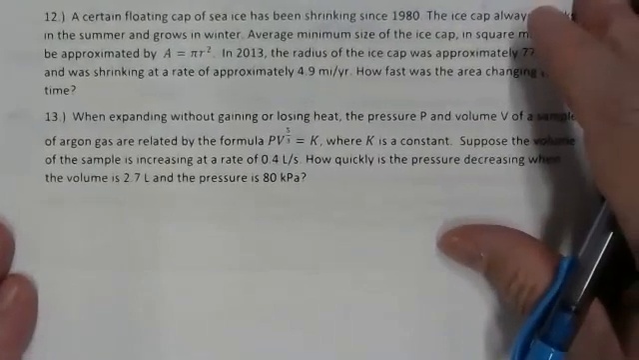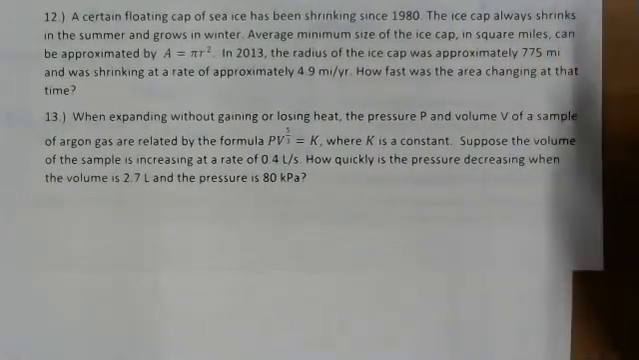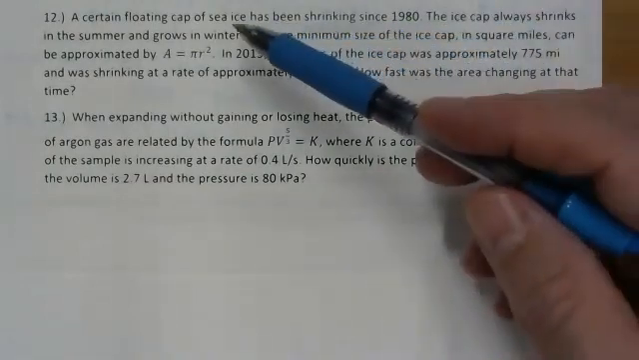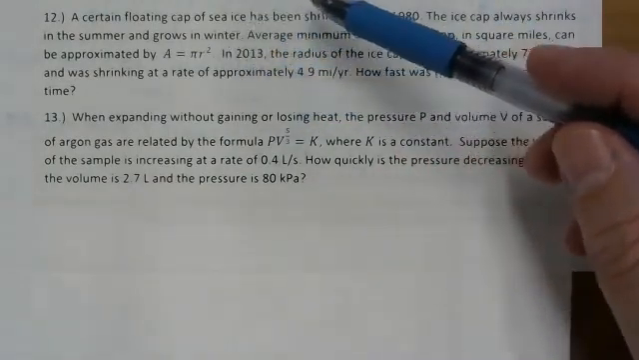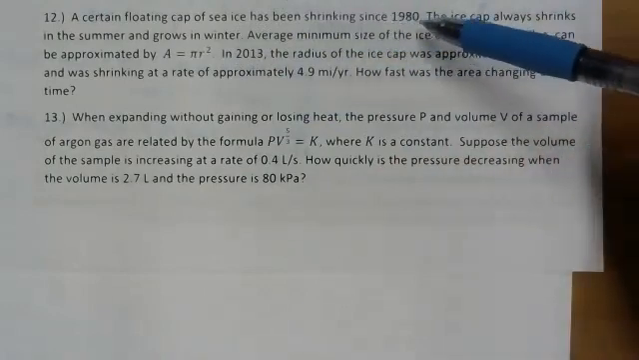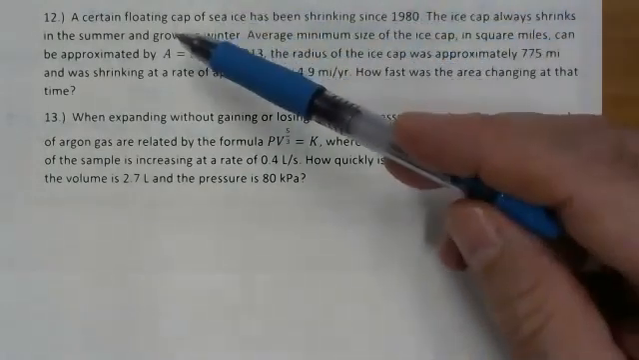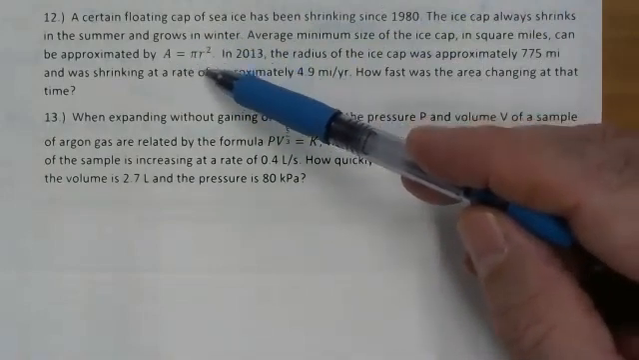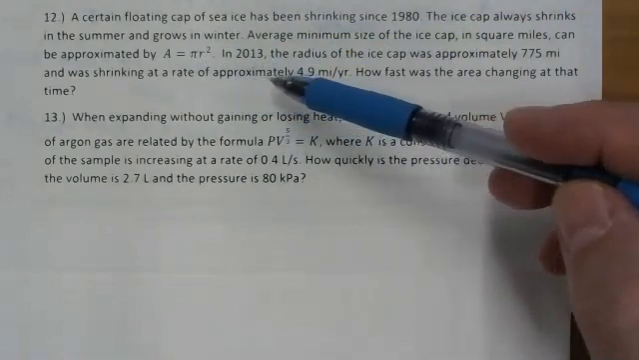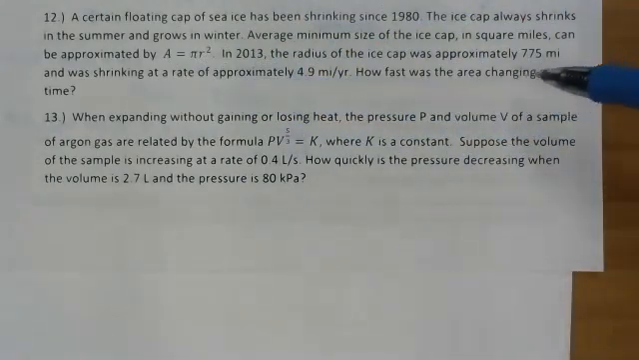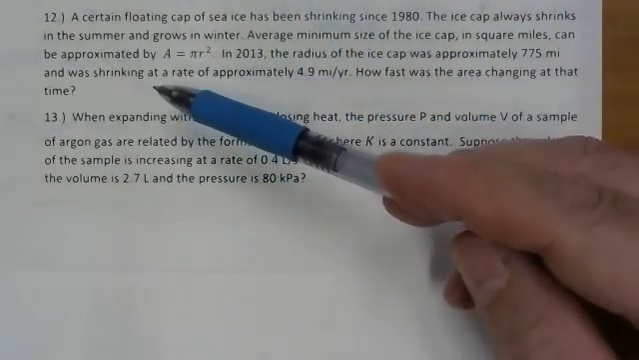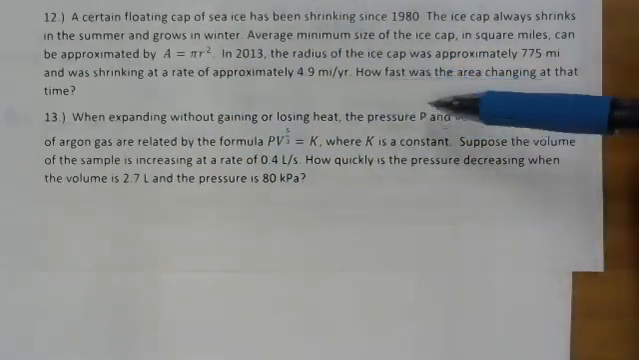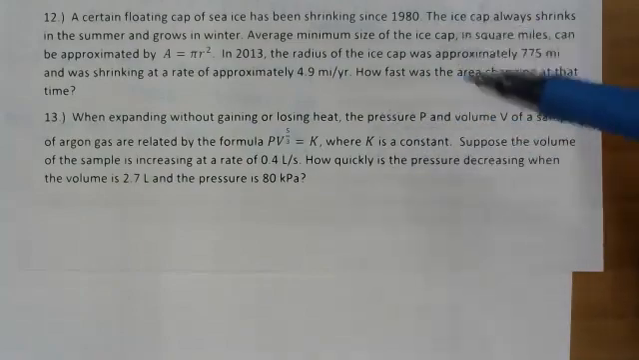A certain floating cap of sea ice has been shrinking since 1980. The ice cap always shrinks in the summer and grows in the winter. Average minimum size of the ice cap in square miles can be approximated as, so here's the area of the ice cap. In 2013, the radius of the ice cap was approximately 775 miles and was shrinking at a rate of approximately 4.9 miles per year. How fast was the area changing at that time?